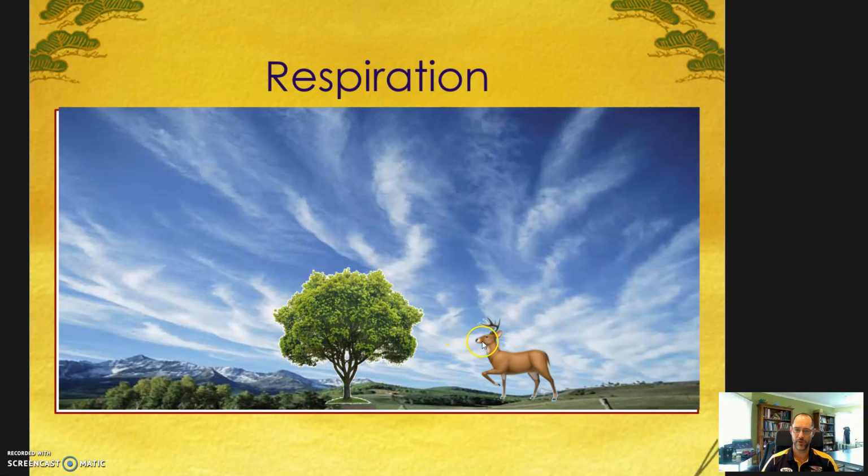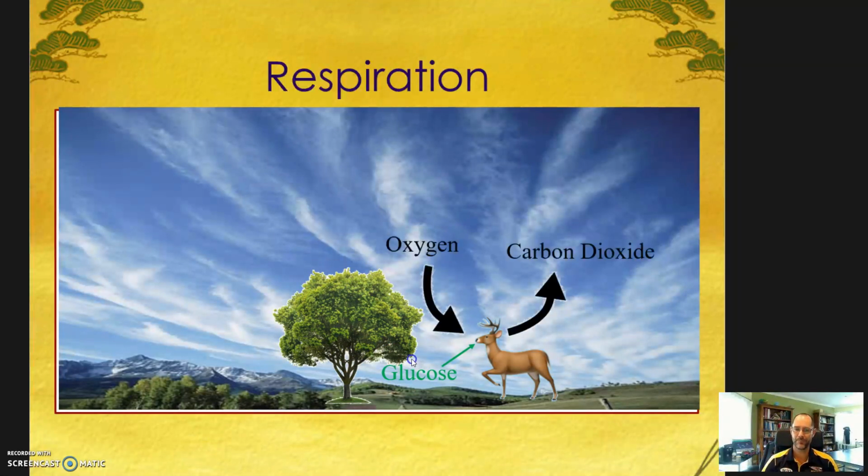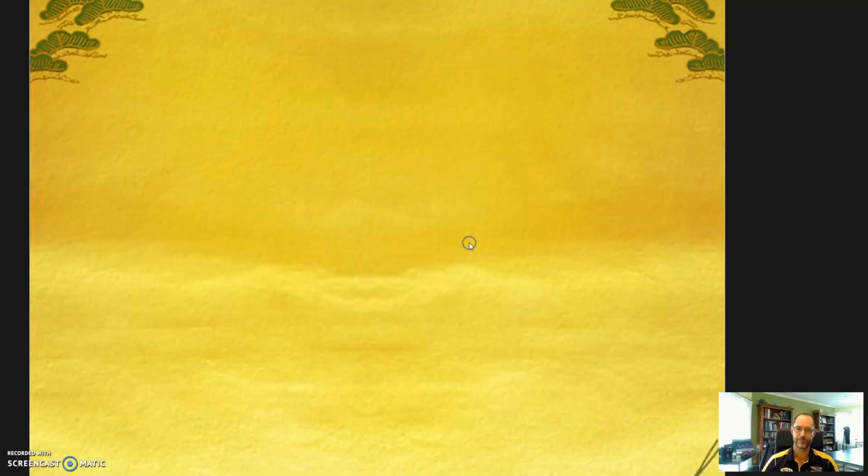Little picture again, we've got a nice little animal now, a deer. So the deer eats the glucose that the tree has produced through photosynthesis. Also draws in oxygen just by breathing. It outputs carbon dioxide as you breathe out, and it produces energy so the animal can live and all its bodily functions work.